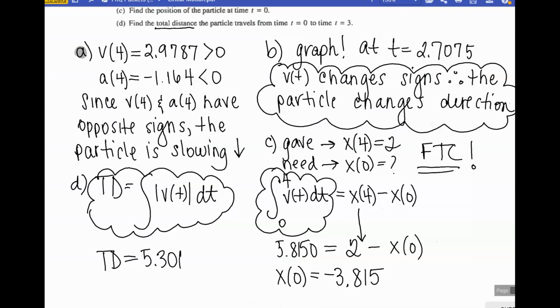Okay, again, it said from t equals 0 to t equals 3, so make sure those are the limits of integration that you use. And that's it. That's number 1.